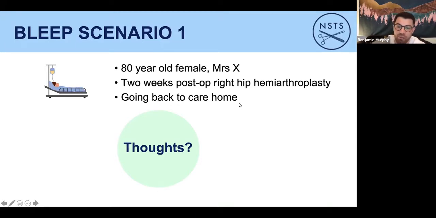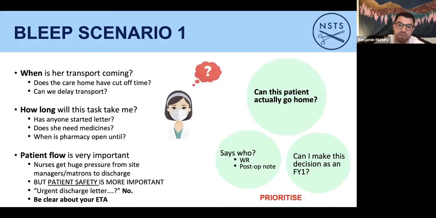So moving on. This is how I try and approach this scenario. The first 3 questions that you want to ask yourself: 1, can this patient actually go home? That is going to be the yes or no of whether you actually need to do this job or whether you can save time. And if she can go home, who has said that?